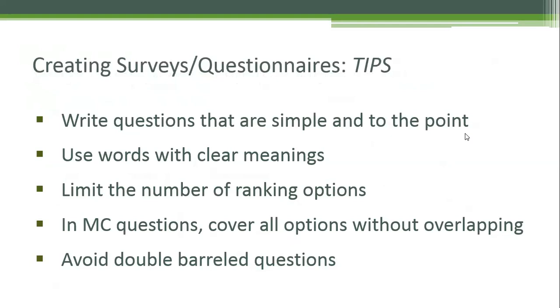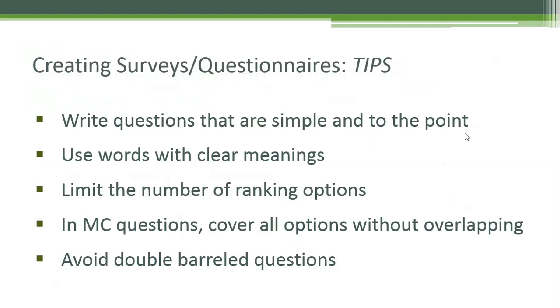Limit the number of ranking options. Ranking questions can take a little more time, but limiting how many choices you have in them can help reduce the time the survey will take. In multiple choice questions, cover all options without overlapping. If you have a four-part multiple choice question, make sure each part does not overlap or have any kind of gray area with any of the other answers.